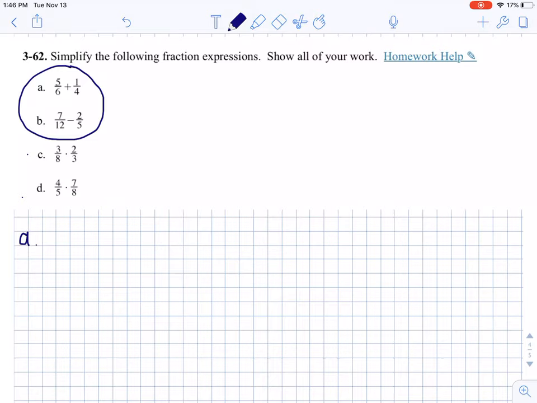So we have 5/6. I'm going to draw 1, 2, 3, 4, 5, 6, and make them 4 tall. First I'm going to show you 5/6. I'm going to have 5 out of 6 of these colored in. And then I'm going to do 1/4.